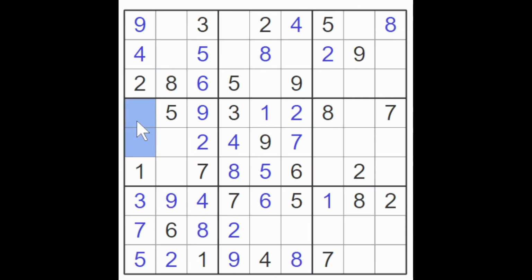6 and 8 here. We got an 8 in the row, so this is 6 and this is an 8. These are still 3 and 4 and 1 and 7. Oh, we got a 4 here. So this must be a 3 and this must be a 4, making this finally a 4. And I think we can now finally get a 4. No, not yet. Not yet.